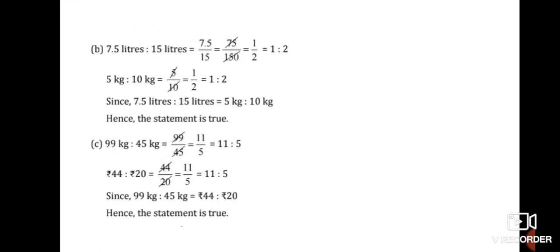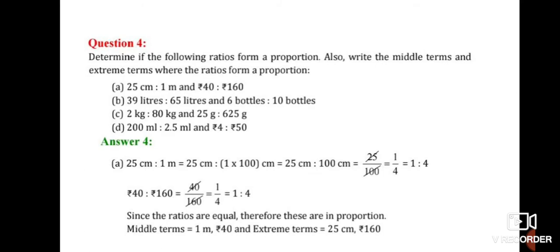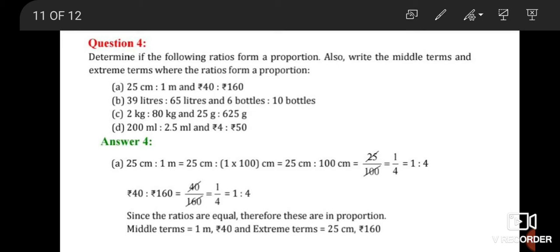So question number 3 completed. Question number 4. Question number 4 is determine if the following ratio form a proportion. Also write the middle term and extreme term where the ratio form a proportion. Okay, very interesting question. So first of all we have to check they are in proportion or not. If they are in proportion, then the first two ratio between first two number is equal to the ratio between last two number.